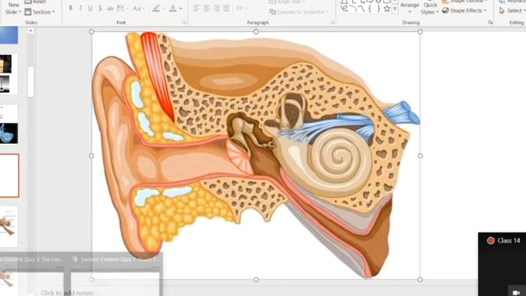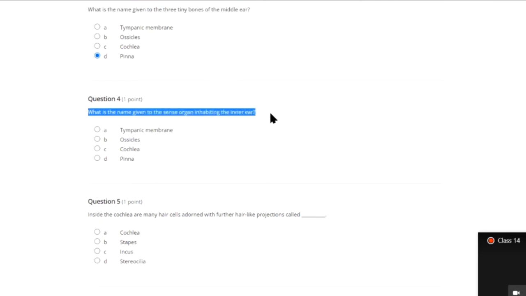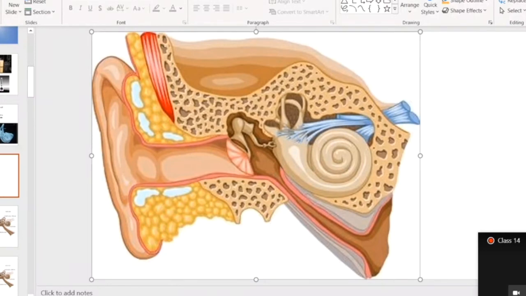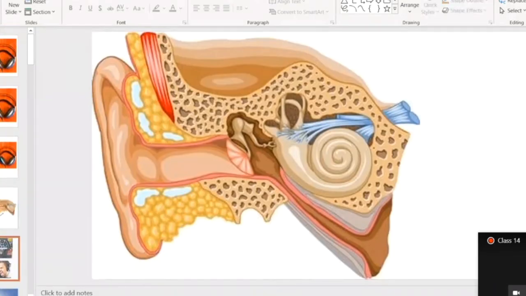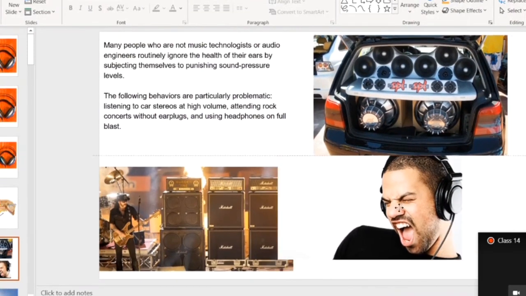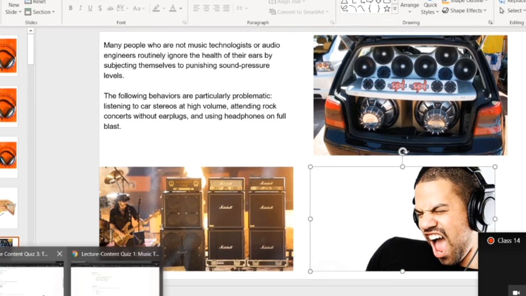Let's see if there are any more questions that address physiology of the ear. There we go. What is the name given to the sense organ inhabiting the inner ear, right? What is this goofy snail? Let's take a look. Is it the tympanic membrane, the ossicles, cochlea, or the pinna? The answer, of course, is that goofy-looking snail organ is called the cochlea, right? This is the part that you do damage to anytime you expose yourself to loud sound pressure levels, right? You're at a loud concert, you have a loud system in your car, or you spend a lot of time with loud headphones on. Do know that you are doing irrevocable damage to your cochlea.